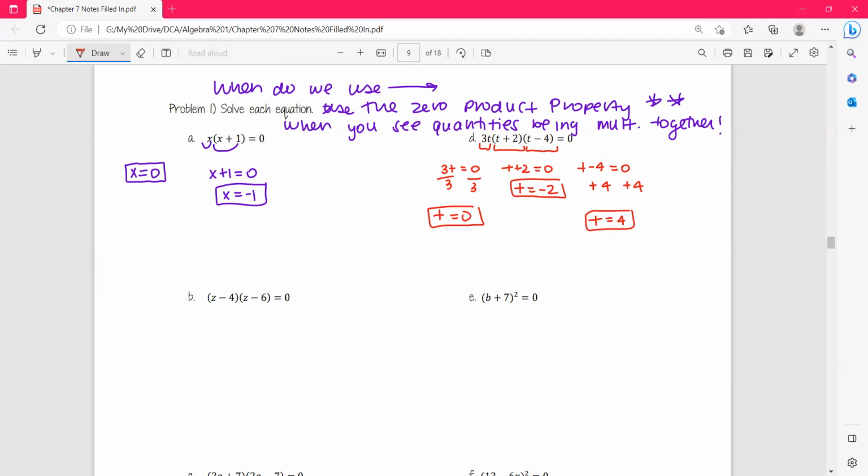So let's look at B. Here's one of my quantities, and here's one of my quantities. I take each of those, and I set them equal to 0. So my solutions could be a positive 4 and a positive 6.